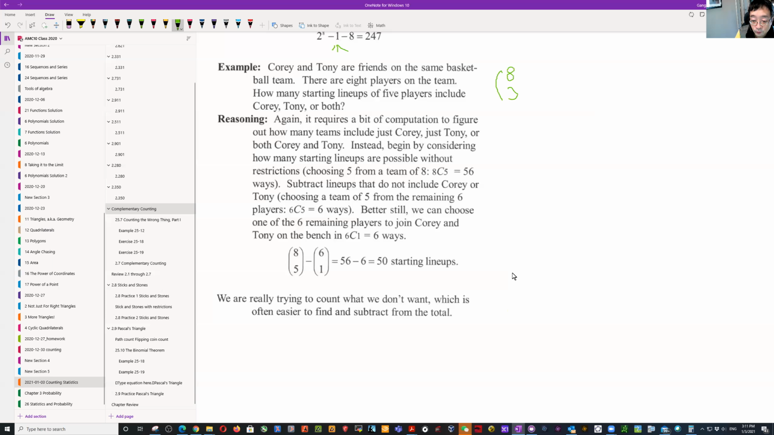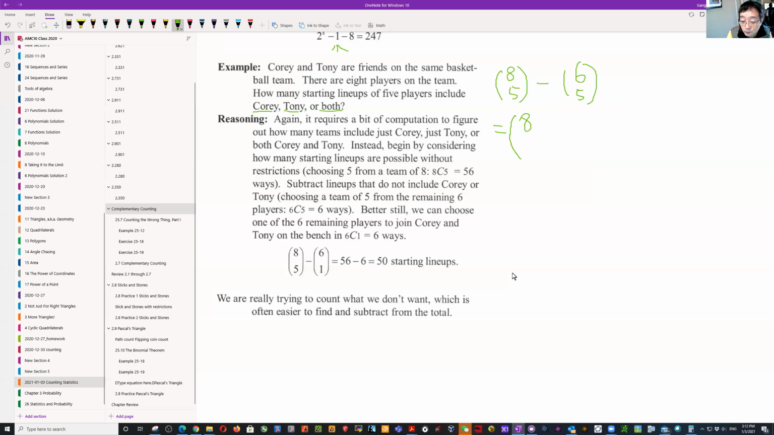That's 8 choose 5. And then because we want lineups including Corey, Tony, or both, we can calculate that directly, but it's more difficult than finding the lineups without both. Without both, we have a smaller pool of players to choose from. We only have 6 players to choose from. So we do 6 choose 5.